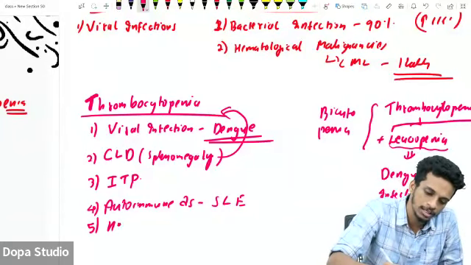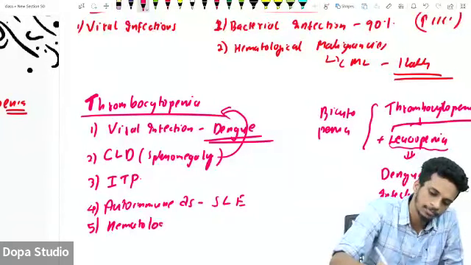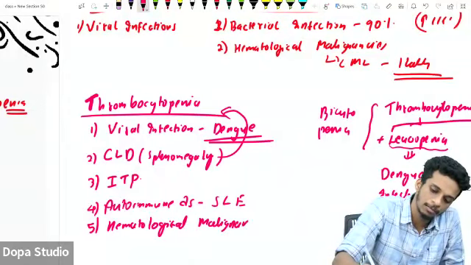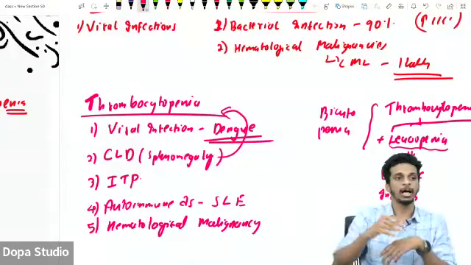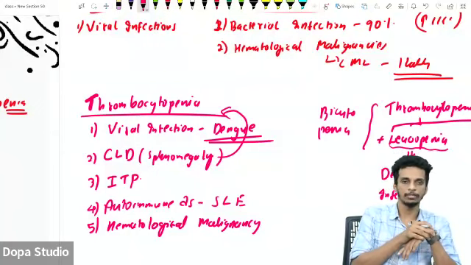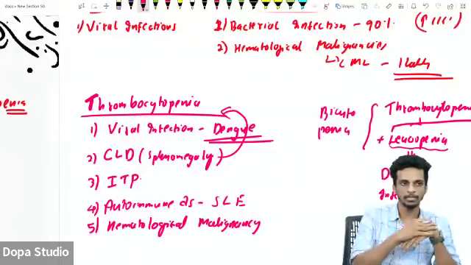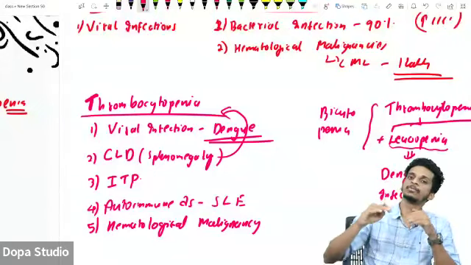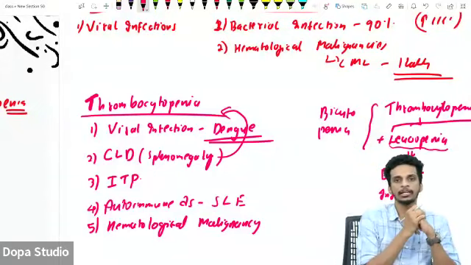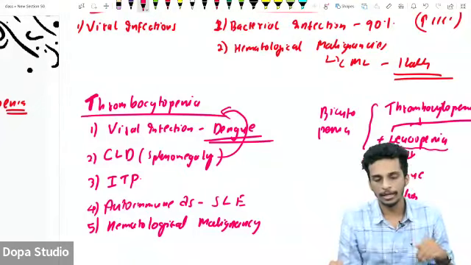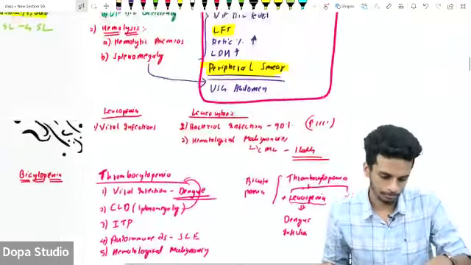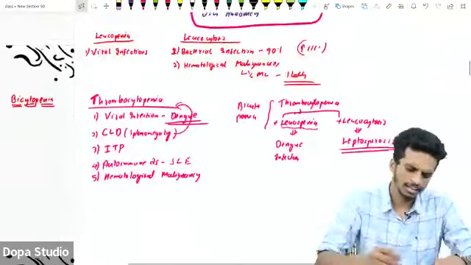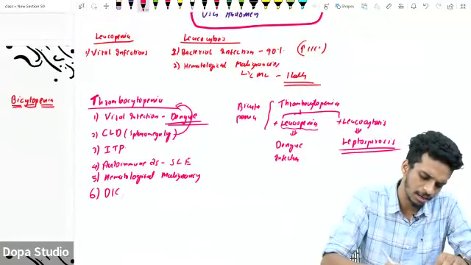Now the fifth one is again hematological malignancy. I have told you that in hematological malignancy, there is an increase in WBC count at the cost of RBC and platelet count. So WBC count goes up, RBC and platelet count come down. Is that clear? Okay.